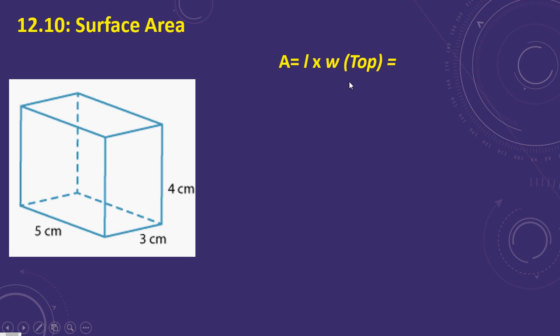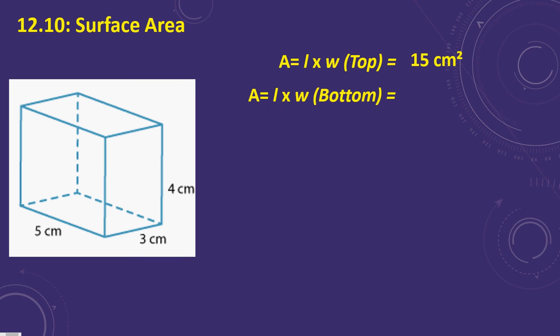Pero la fórmula de area solamente es length times width. Ok, ¿cuál sería my length over here? ¿Cuánto es esto? How much is this? 5. Why 5? Este 5 que está aquí es el mismo que está acá. So my length is 5. How much is this? This length is the same as this. So it's 3. So 5 times 3, 15 centimeters squared.